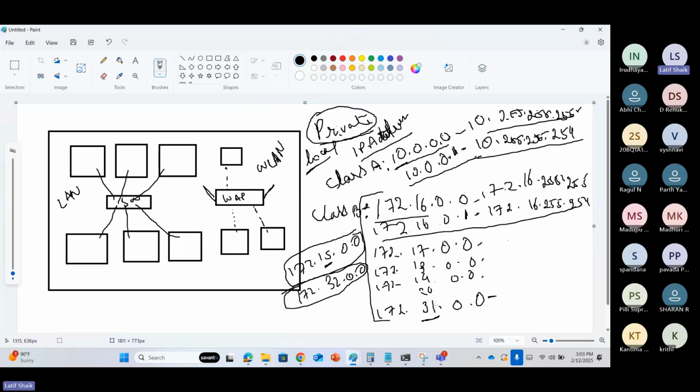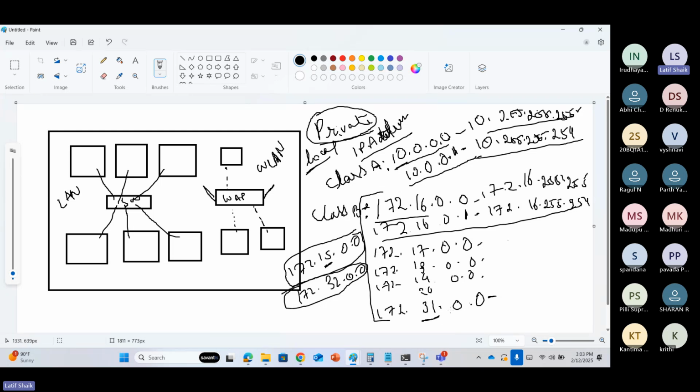Like 16, 17, 18, 19, 20, 21, 22, 23, 24, 25, 26, 27, 28, 29, 30 and 31. So totally 16 networks are given for private usage purpose. So that's why it is written like this.